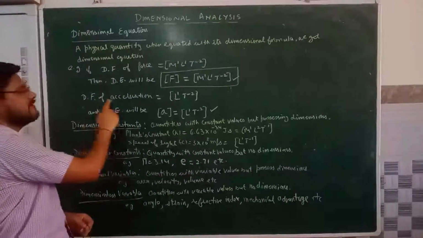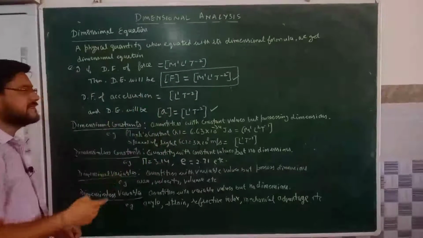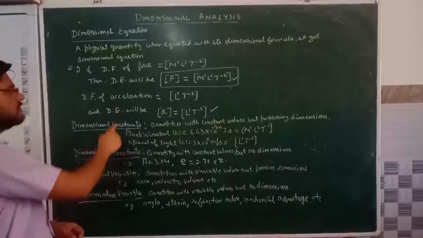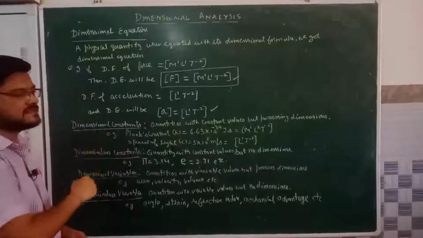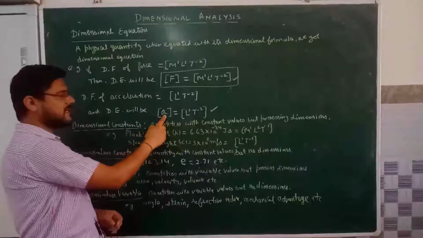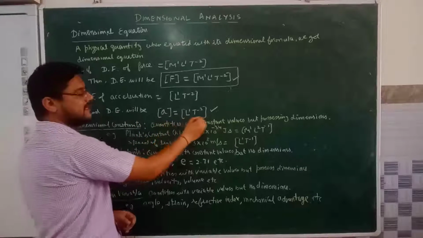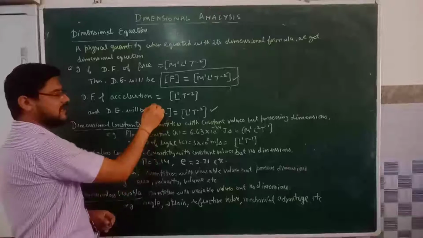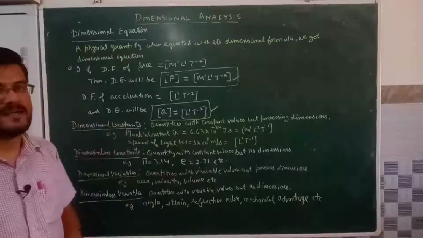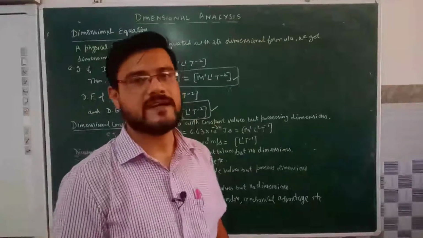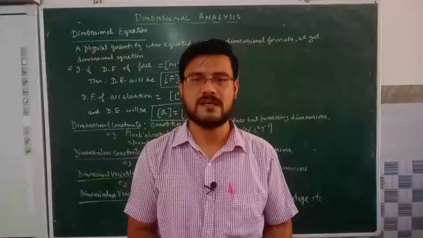Similarly, the dimensional formula for acceleration is L^1 T^-2. We want to write its dimensional equation. What we have to do is choose a proper symbol for the acceleration and express it inside the square bracket. So we are choosing small a for the acceleration, enclosing it inside the square bracket, and then making it equal to its own dimensional formula. Then we get the dimensional equation for the acceleration. So in this way we can write down the dimensional equation for various fundamental or derived physical quantities.